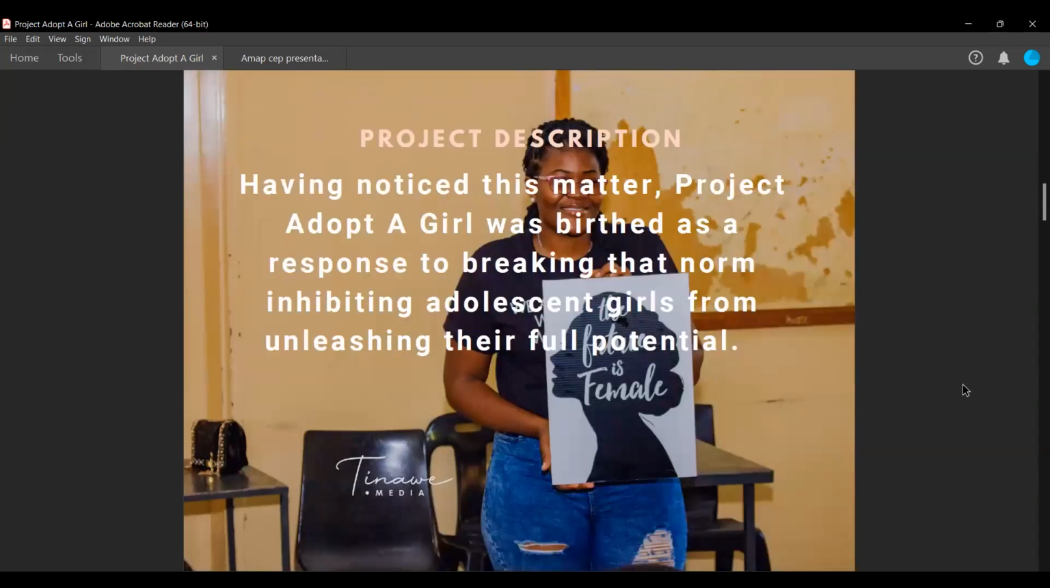So having noticed this gap in my community, I came up with the project Adopt a Girl as a response to breaking this norm that is inhibiting young girls from an early age from getting into positions of power or unleashing their full potential.